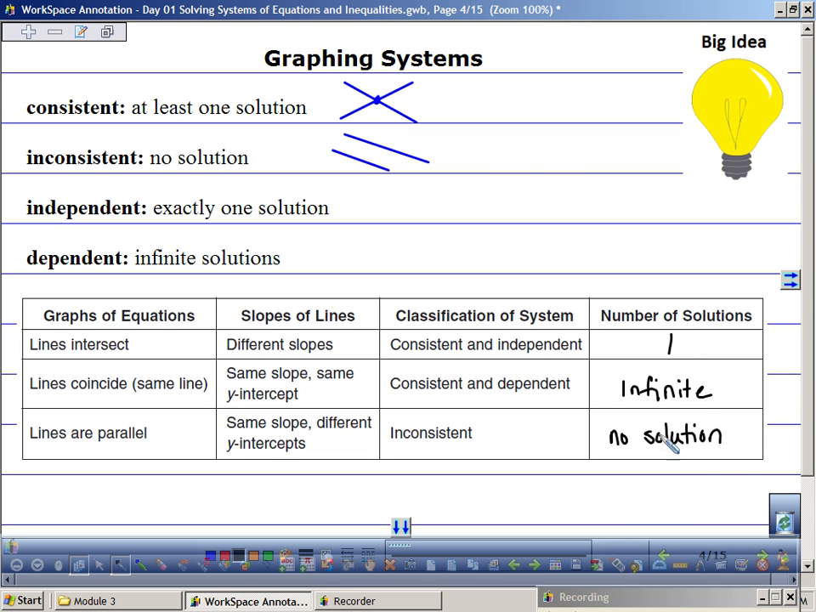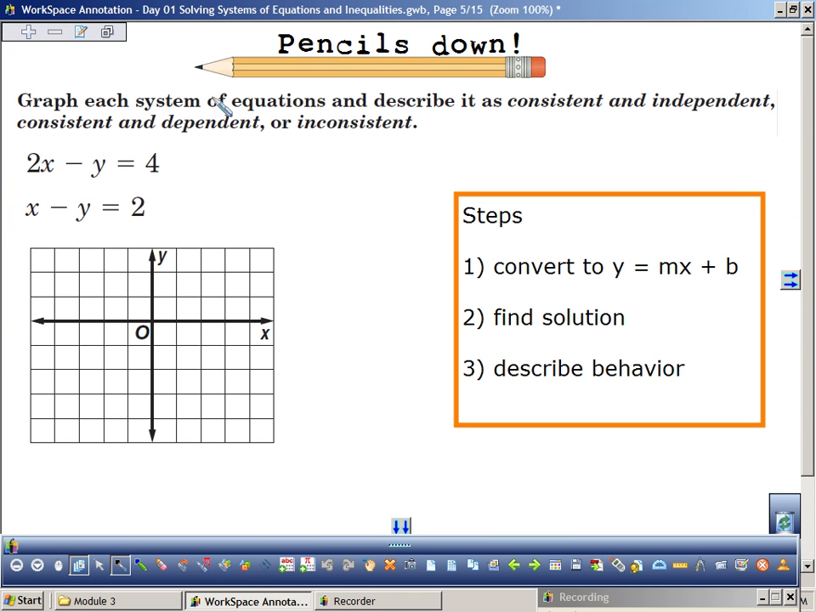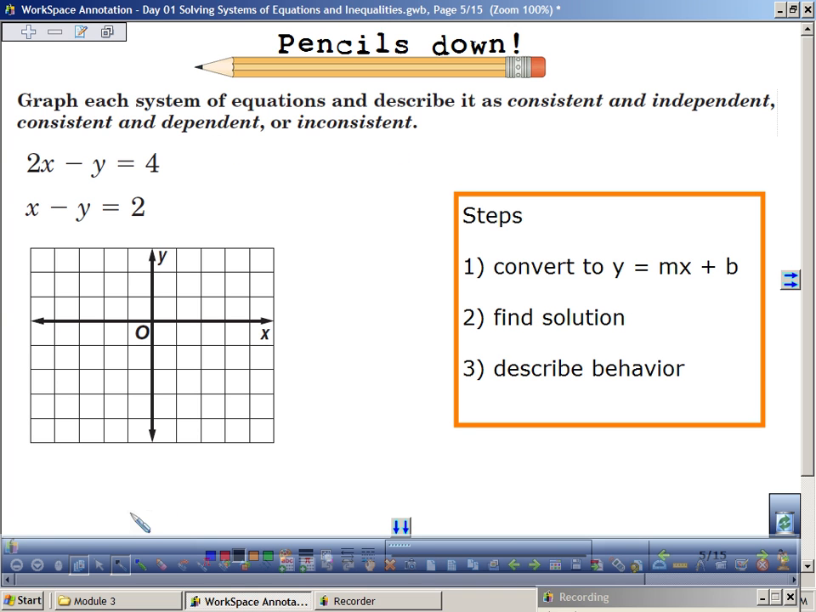Alright, so this is going to be the beginning part of your homework. I like the last part of your homework. It asks you to say whether it's consistent and independent, consistent and dependent, or inconsistent. Graph each system of equations and describe if it is consistent and independent, consistent and dependent, or inconsistent. This is what your homework looks like.